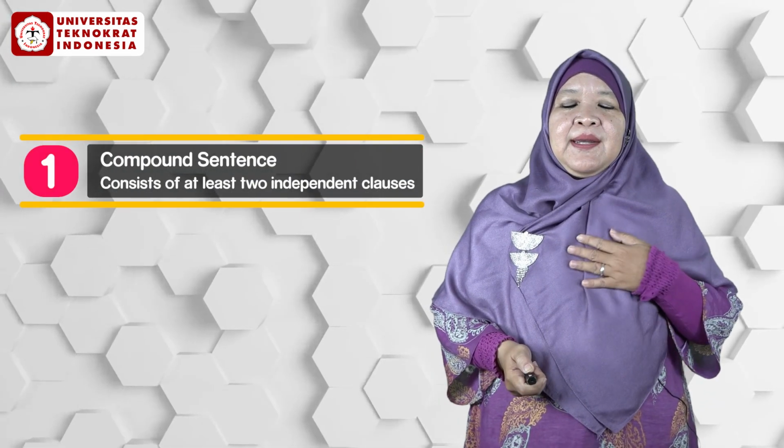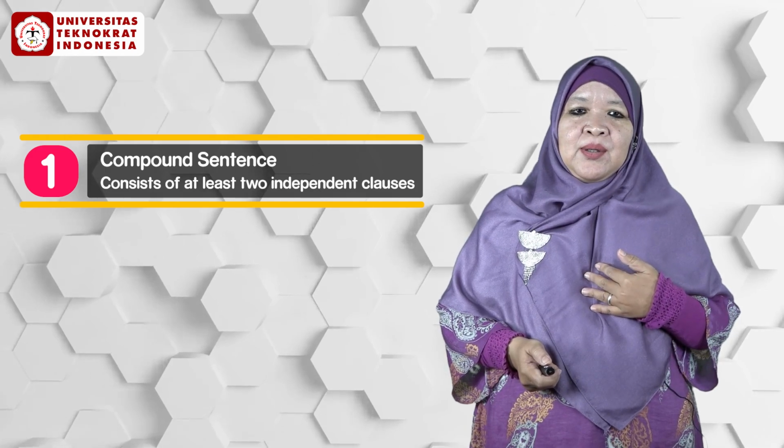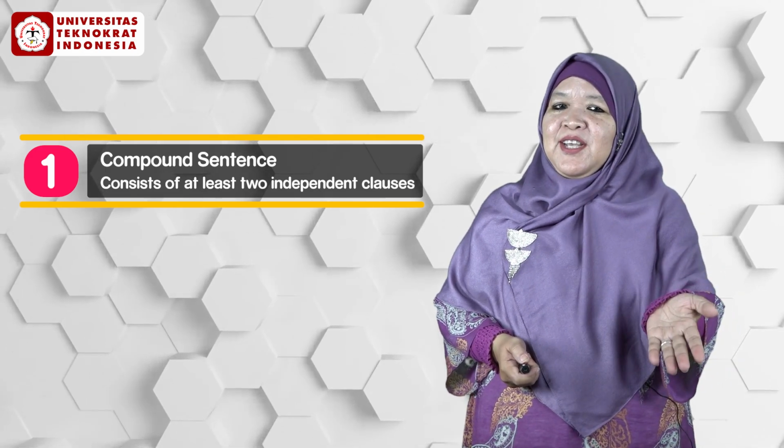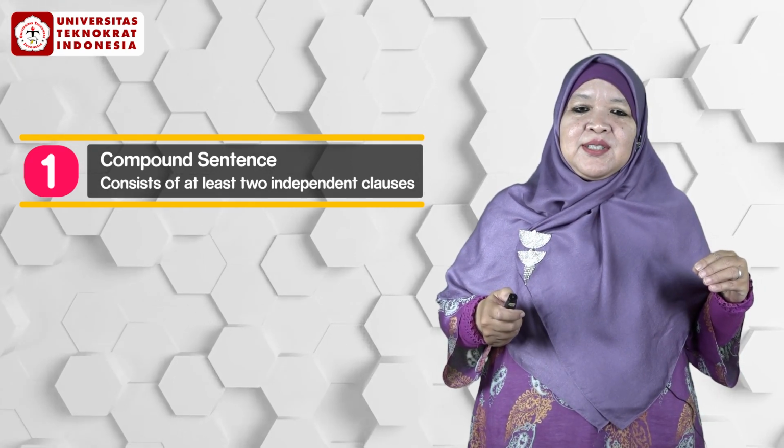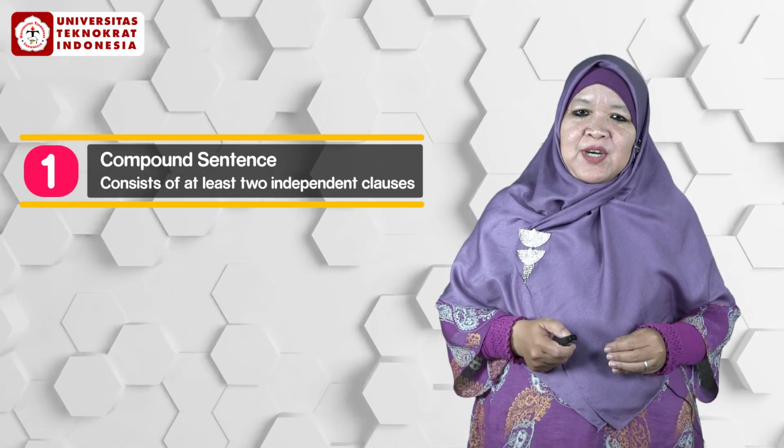For example, I am standing here. Meanwhile, you are sitting there. So the sentence has two elements, and then it is combined by the word meanwhile.